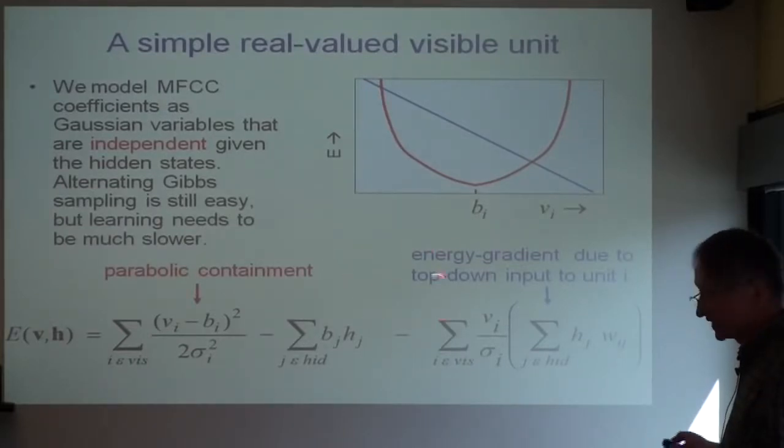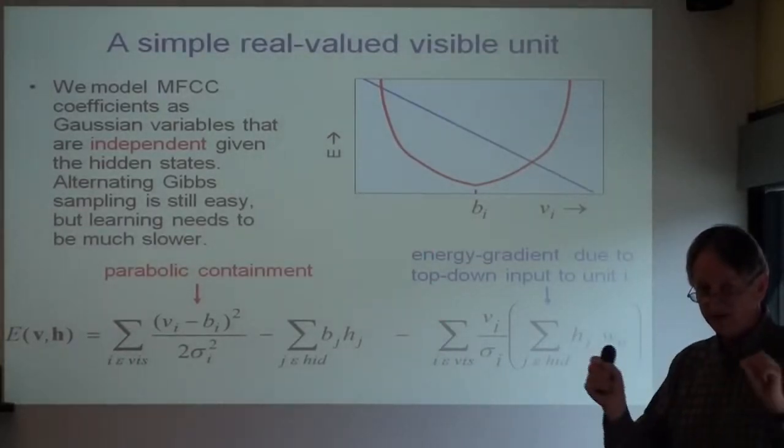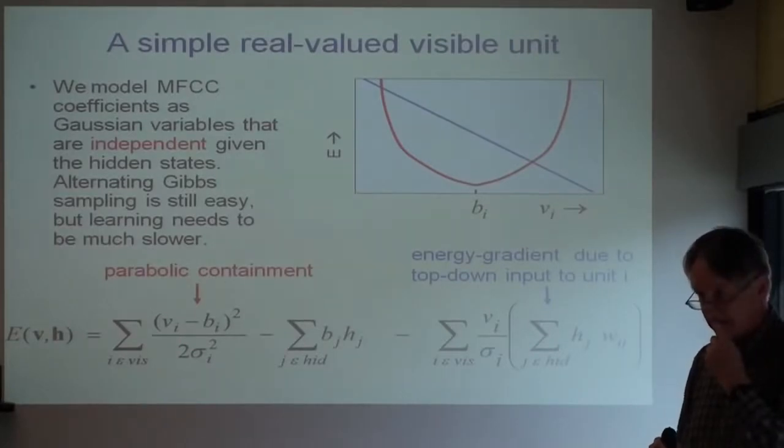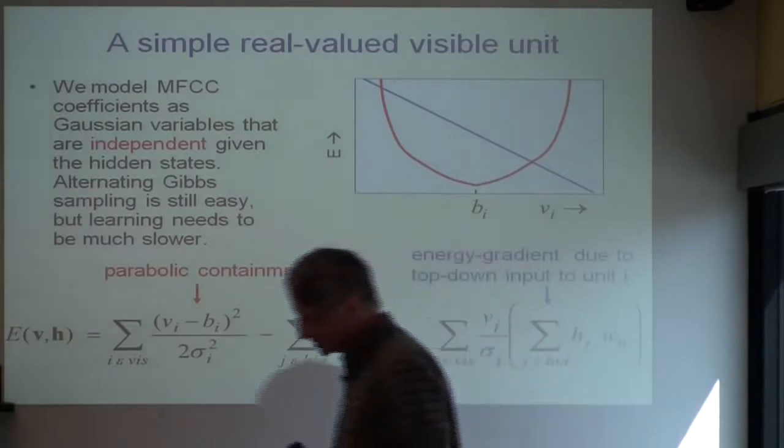So with that small modification, we can now deal with real valued data with binary latent variables. And we have an efficient learning algorithm that's an approximation to maximum likelihood. And so we can apply it to something.